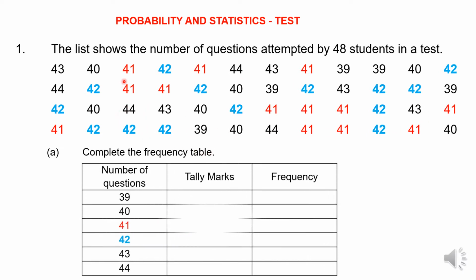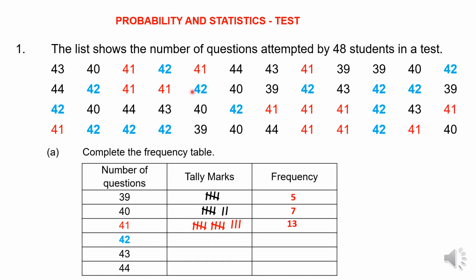So what I've done is I've indicated the 41s in red because there are so many, and the 42s in light blue because there are so many. But you then use tallies obviously to assist you to find the number of 39s. For example, there are 5 of them. So 4 stripes through 1 goes across that, and the 40s I get 7 of them.